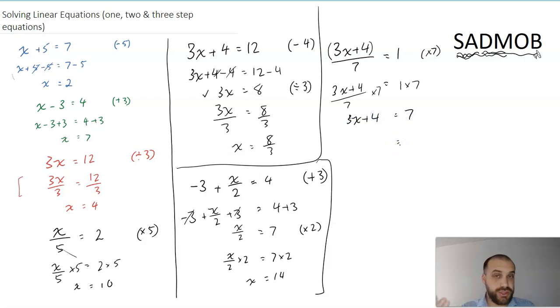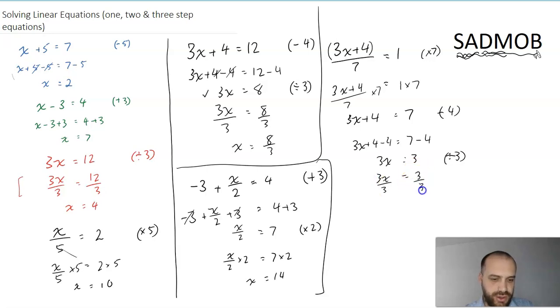And now it's a two-step equation and now we just do exactly what we did for two-step equations. We subtract 4 from both sides, we get 3x plus 4 minus 4 equals 7 minus 4, which will give us 3. Those 4s will cancel each other out. And then we divide both sides by 3, and we'll get 3x divided by 3 equals 3 over 3, x equals 1. That is our one-step, two-step, and three-step equations.